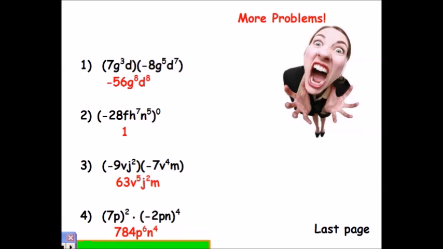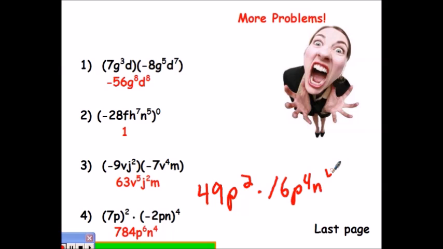And here we go. For this part, I'm going to work this out and get 49p squared. And for the second part, I'm going to get positive 16 p to the 4th n to the 4th. Negative 2 to the 4th, that's 4 negatives being multiplied together. That's going to be a positive number. And then I can multiply in any order I want. So I'm going to start with the numbers. 49 times 16 is 784. P squared times p to the 4th is p to the 6th. And then we still have our n to the 4th there.